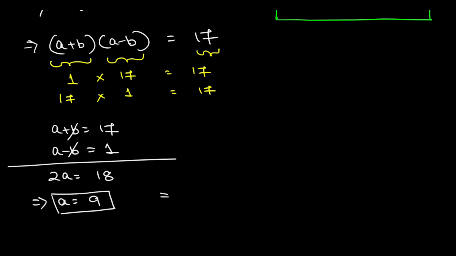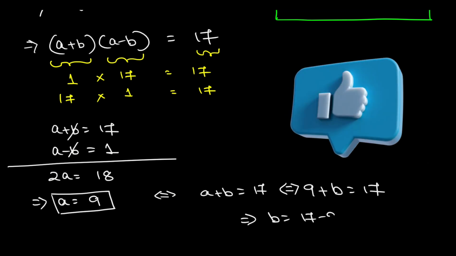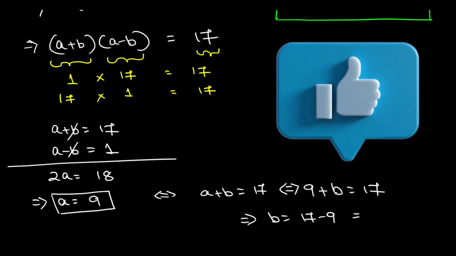Now as we have considered a plus b is equal to 17 and we know that the value of a is 9, then 9 plus b is equal to 17 and we can say b is equal to 17 minus 9, that is equal to 8.